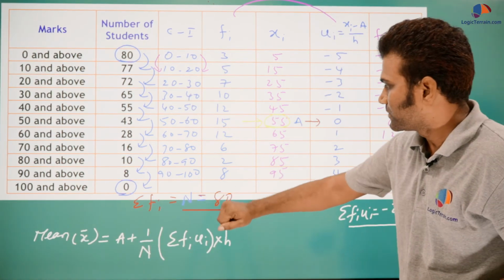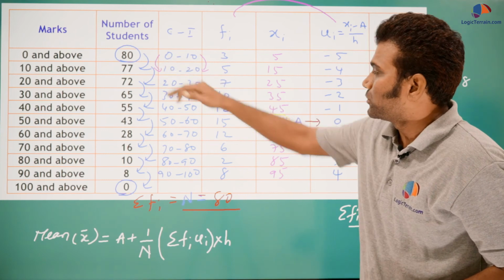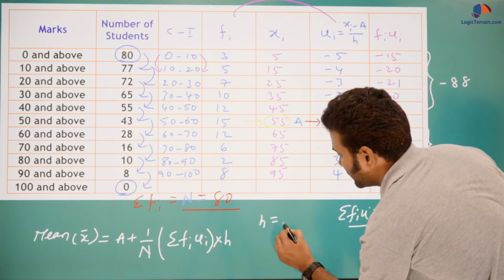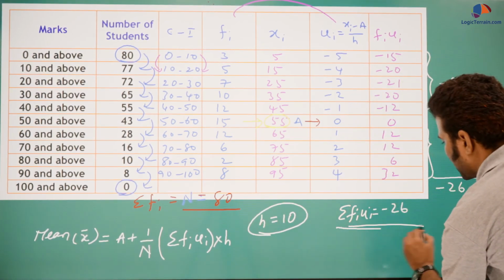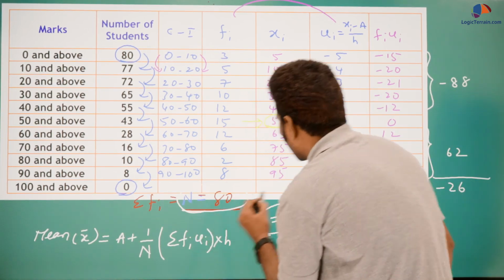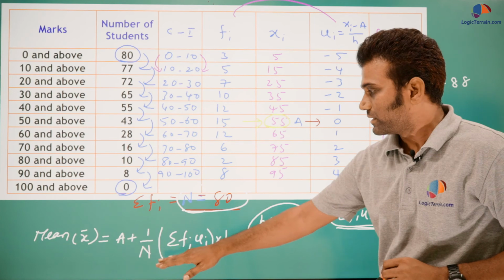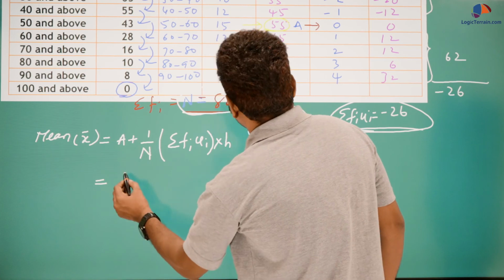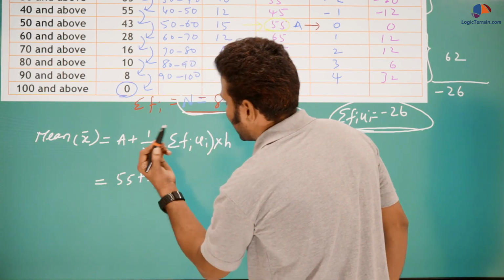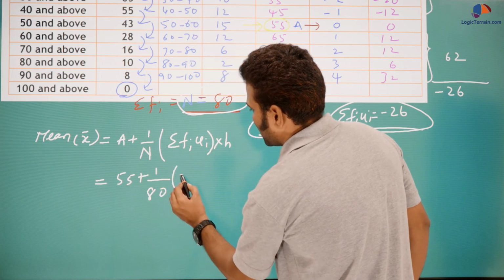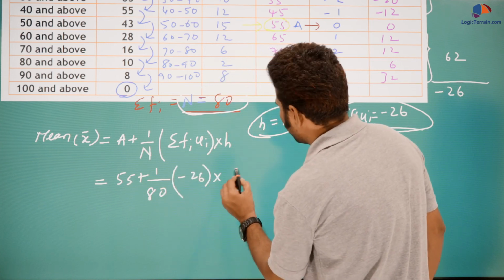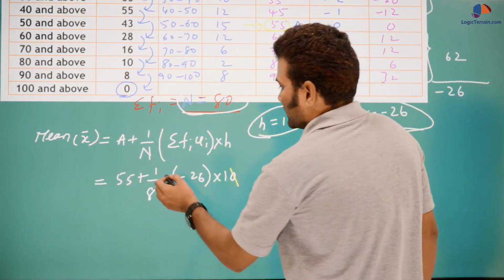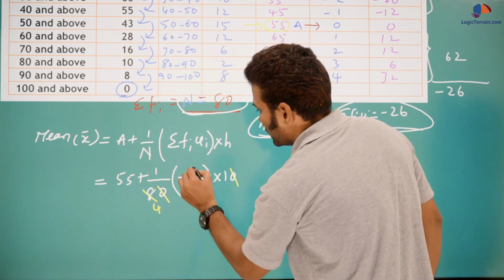And h, so what is h here? The difference of any two consecutive lower limits or any two consecutive upper limits. So here h is equal to 10. So we got h, we got summation fi ui, we got N, and we got a. Now we'll substitute all these and find the mean, right? So this is equal to a, 55, plus 1 upon N, that is 80, into minus 26, into h, that is 10. Here the 0s get cancelled, and 2 4s are 8, 2 13s are 26.